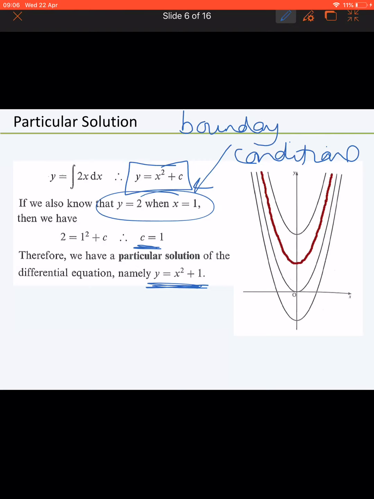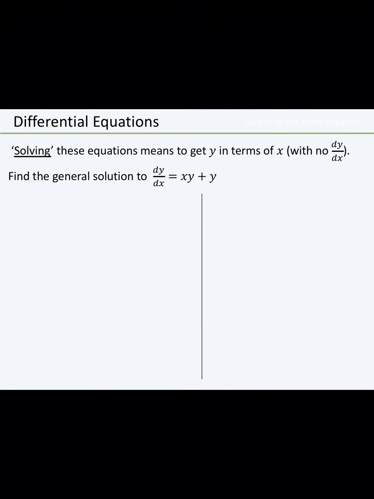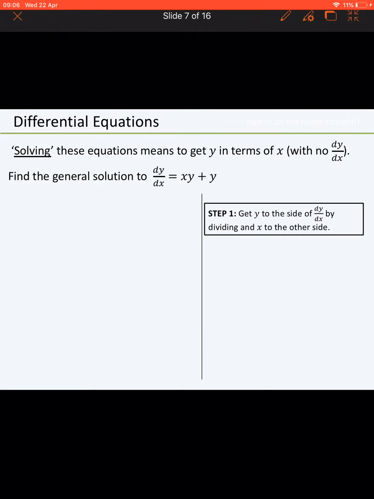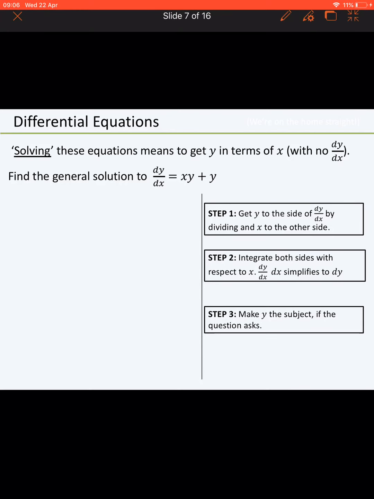So let's look at an example, and what we're going to do to start with is we are going to just look at the general solution. Okay, I'm not particularly good at tapping through, so let's put all the steps up in one go, then I don't have to tap through.